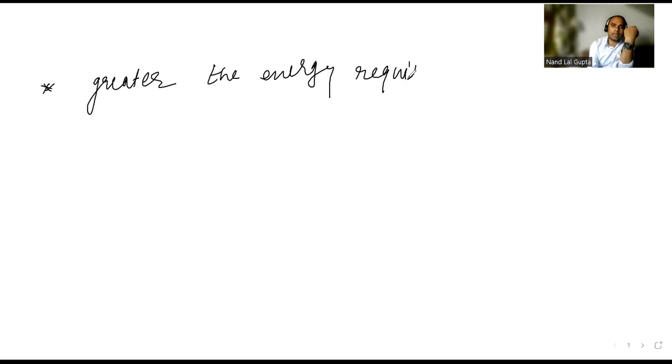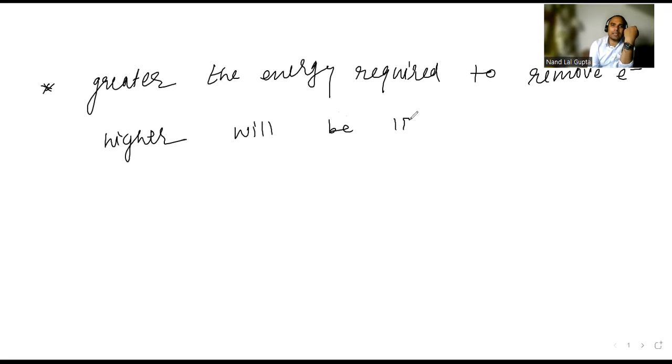Star: the greater the energy required to remove an electron, the higher will be the ionization energy. Is it okay?